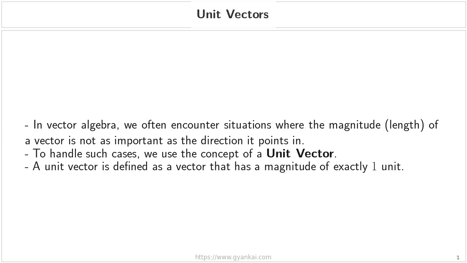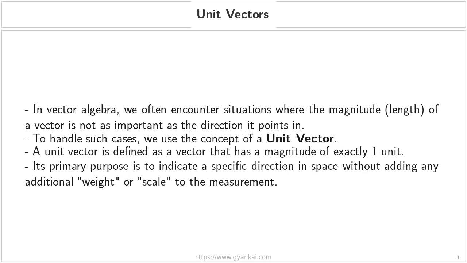By definition, a unit vector is a vector that has a magnitude of exactly 1 unit. Think of it this way: its primary purpose is to act as a pure indicator of direction in space. Because its magnitude is exactly 1, it allows us to specify a direction without adding any extra weight or scale to our measurements. It's like a pure pointer. In the next slide, we will look at the mathematical way we actually construct this vector from a standard vector.